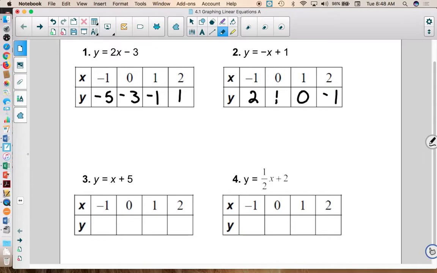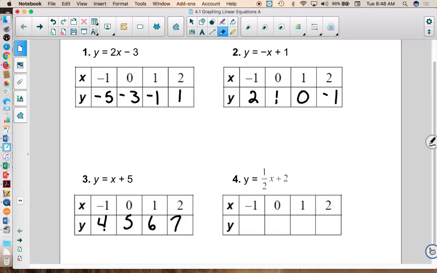What about number 3? What about number 3, Lindsay Ridley? I have 4, 5, 6, 7. Is she correct? -1 plus 5 is 4. 0 plus 5 is 5. 1 plus 5 is 6. 2 plus 5 is 7. I totally agree with that one.